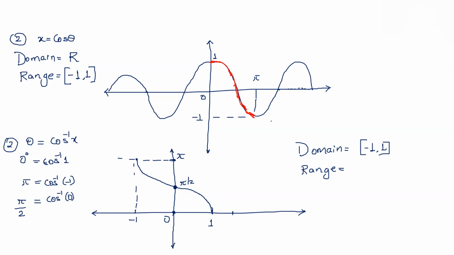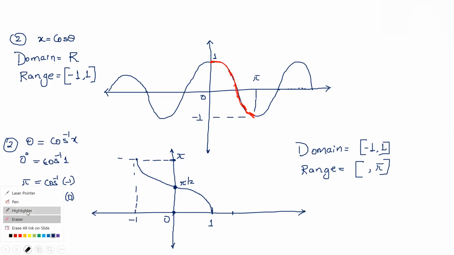Pi to... Anyone? Pi by 2. 0 to pi. Okay, check the y-axis here. So the graph is from 0 to pi. Okay, so the range is 0 to pi. So why is it not pi by 2 to minus pi by 2?